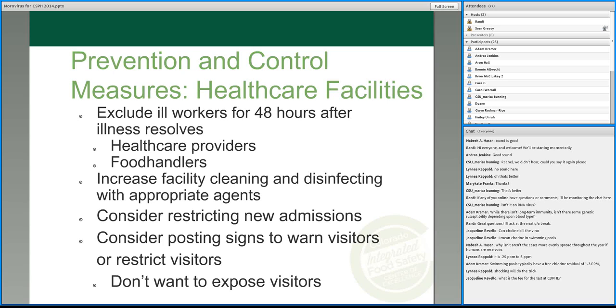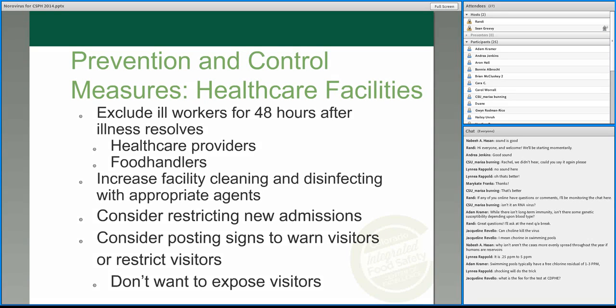Sometimes these facilities are broken off into units or pods, and in that case, if the outbreak is concentrated in one area, it may be okay to admit new residents to other parts of the facility. The other thing that facilities often do is post signs to warn visitors that there's an outbreak, or even restrict visitors.